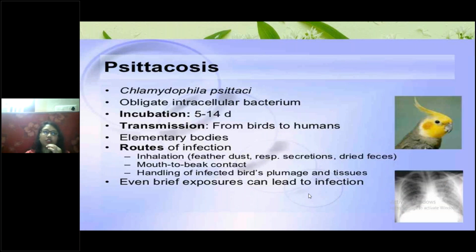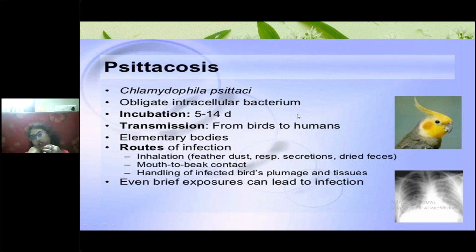So then there is psittacosis caused by Chlamydophila psittaci. You might remember there was a chapter on Chlamydia. At the end of the Chlamydia chapter, there was another small organism which was given, that is Chlamydophila psittaci. So why is it known as psittaci? Because it is spread from psittacine birds like the parrot and other kinds of birds. It is an obligate intracellular bacterium.